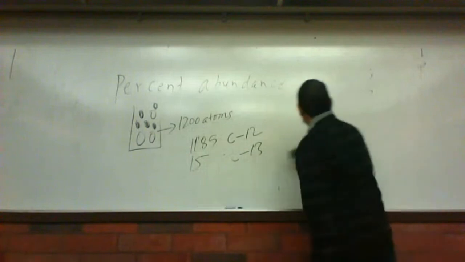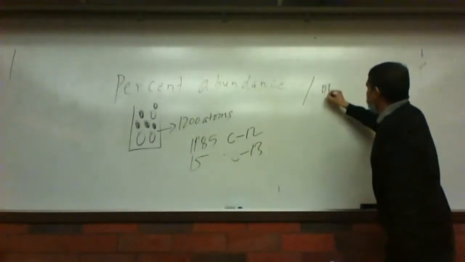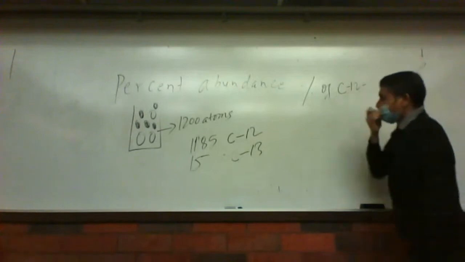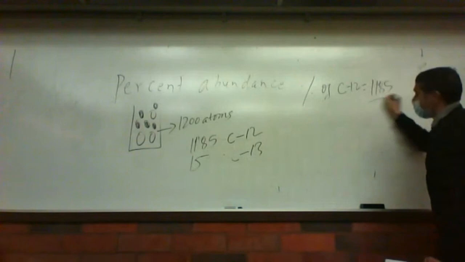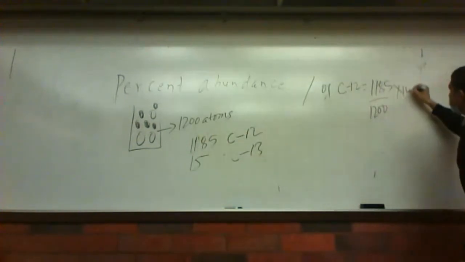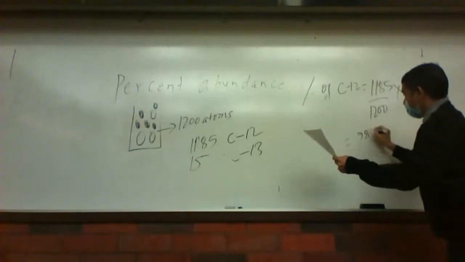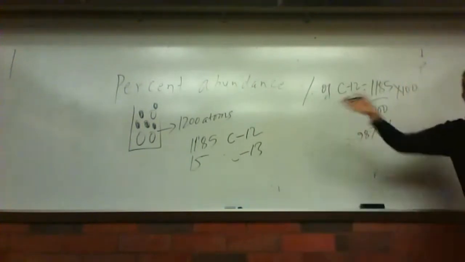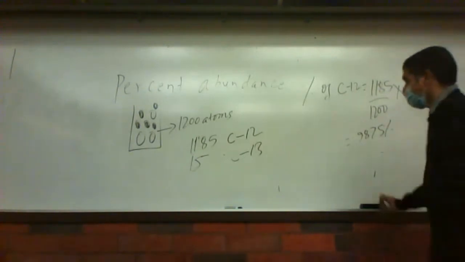So the percentage abundance of carbon 12 is, how many carbon 12 are there? 1185. 1185 out of how many? 1200. Multiply by 100. So how much it gives you is 98.75% of C12. So C12 abundance is 98.75. Yeah? Easy. Just like the boys and girls calculation, out of total.